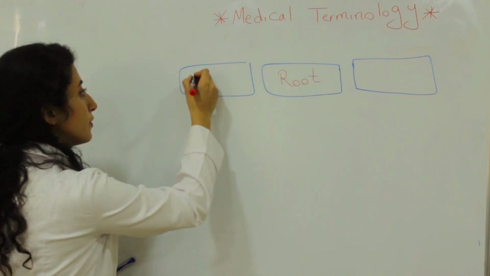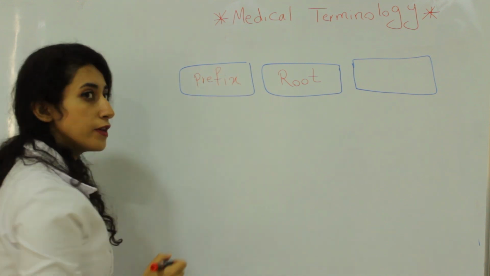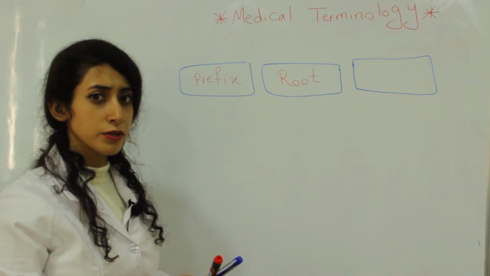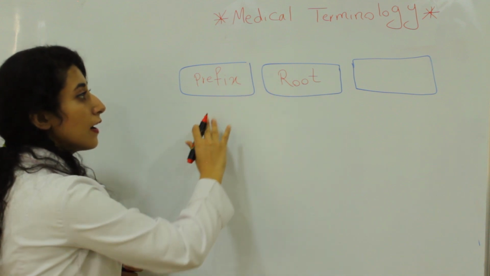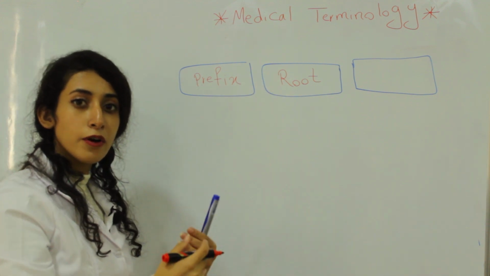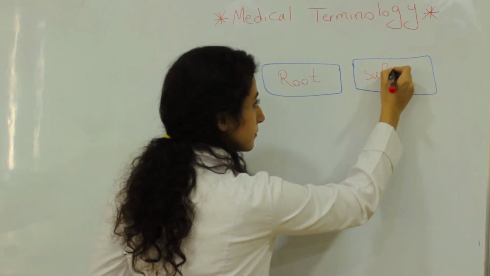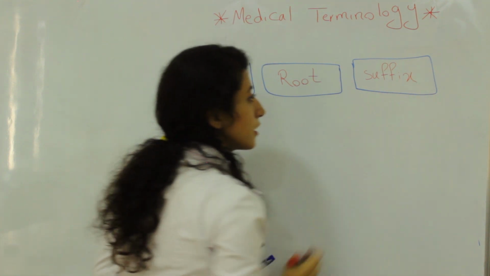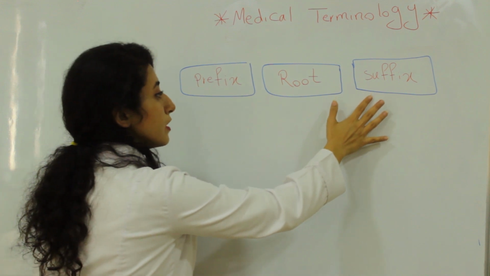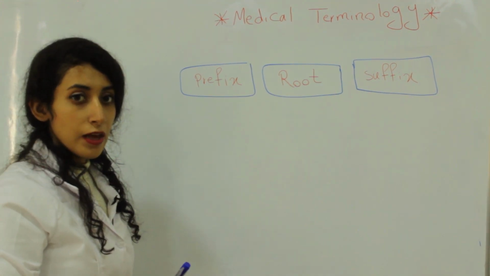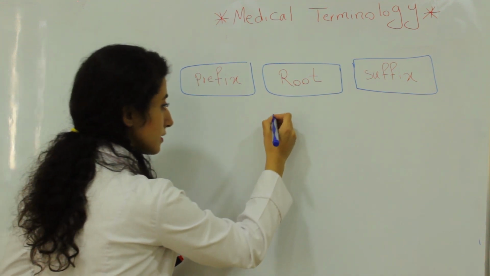Before the root we have the prefix. Prefix is a word or some other words that are added to the root. As you see here, it comes before the root and may modify the meaning of the root. Another one is the suffix. Suffix comes after the root, is added to the root, and may also modify the meaning of the root. To understand better, we will give you an example.